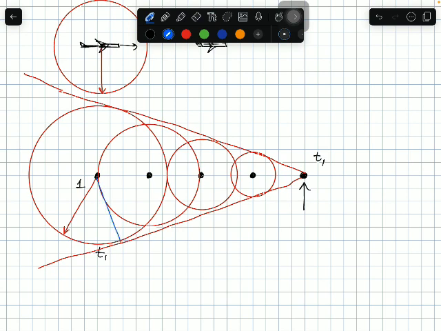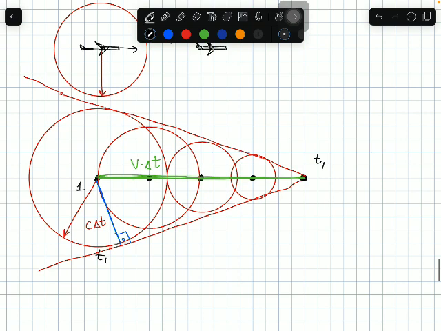Where this distance is c times delta t, while this distance here that the plane makes during that same time is v times delta t. So it's very important to understand how sound propagates in air and how the speed of the plane is also visualized like this.